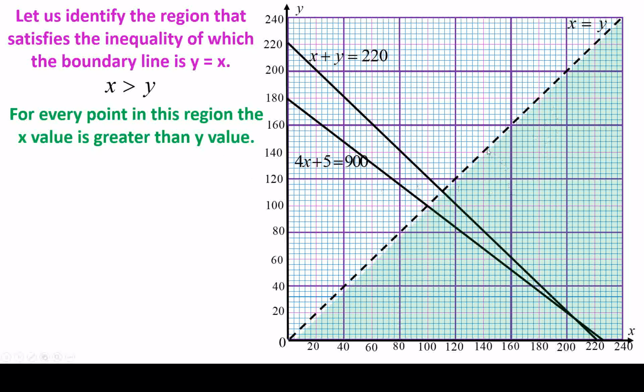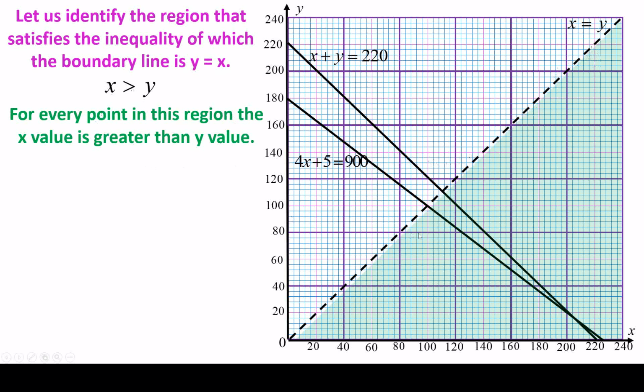As a matter of fact, it is not touching the line y is equal to x because this inequality did not say greater than or equal to. Therefore, the values of y cannot be equal to the values of x or vice versa. Since the values of x and y cannot be equal, the region that we shade should not touch the associated line.